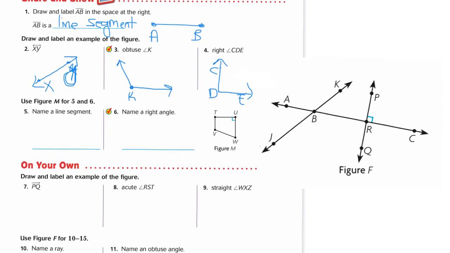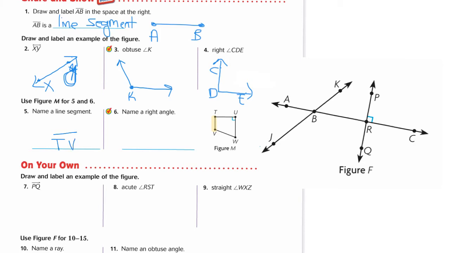And for 5 through 6, use figure M. Got it. It says name a line segment. So I'm going to just pick this section right here as my line segment. So I will write that as line segment TV.